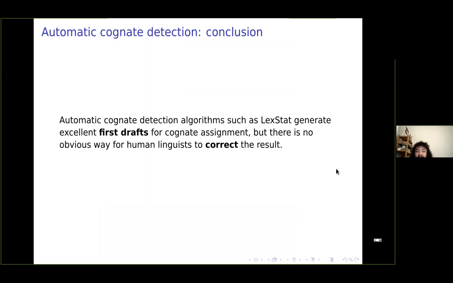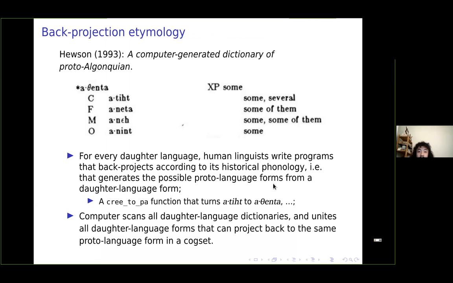Okay, so as a conclusion, automatic cognate detection is great, it generates excellent first drafts of cognate assignment, but there's no obvious way for human linguists to correct the result. Okay, let's talk about the second idea that is very crucial to the development of the CAPR methodology. So here's what I call back projection etymological dictionaries, or in short, back projection etymology. So what's the idea? It's the idea of Hewson, who, I think in the 70s, had this brilliant idea of producing a computer generated etymological dictionary of Algonquian languages.